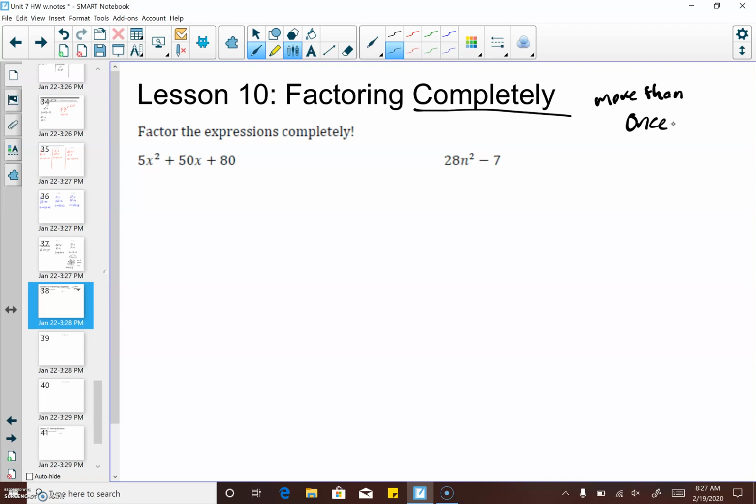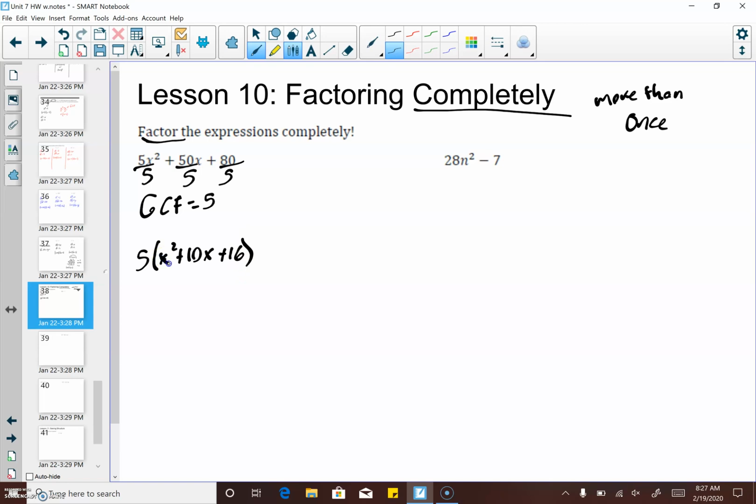When you are told to factor the expression, whether it's completely or not, the first thing you always want to look for is a GCF. These have a GCF of 5. Now it's only 5, not all the terms have an x. So then we end up with 5, parentheses, x squared plus 10x plus 16.